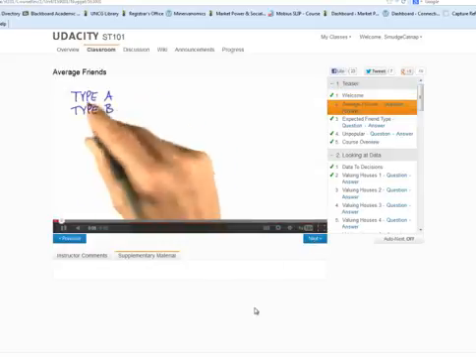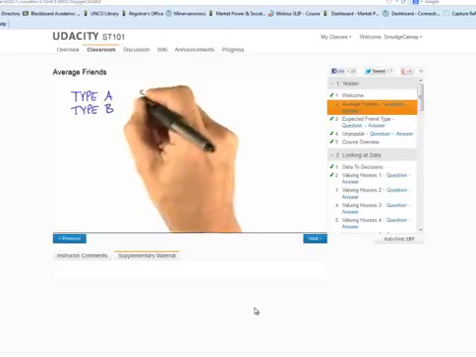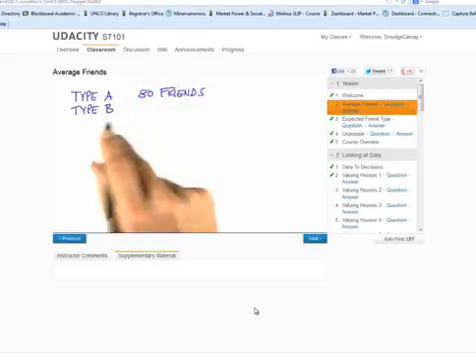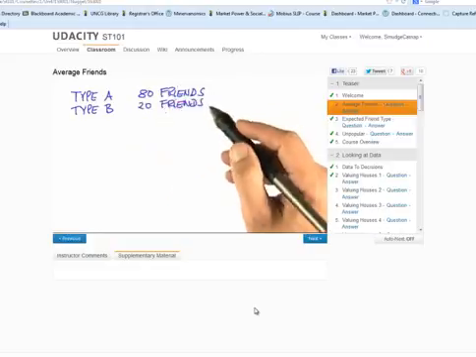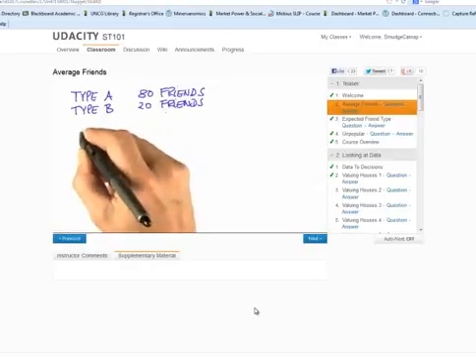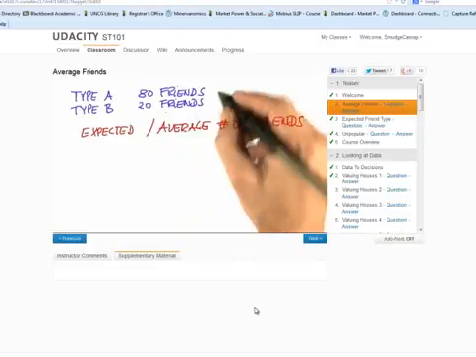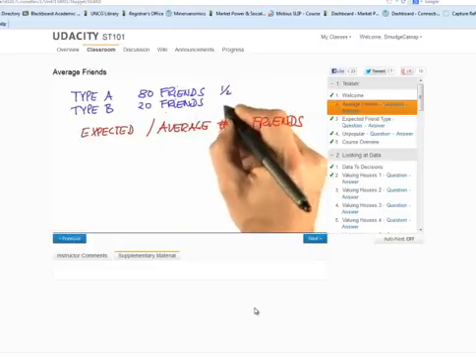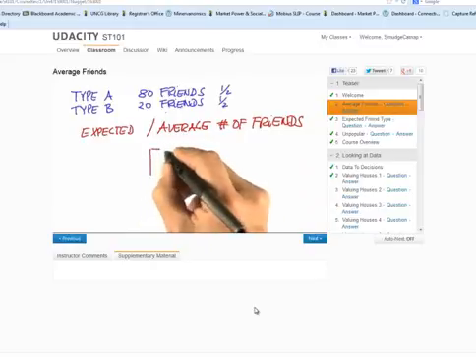Let's say there's two types of people for simplicity, type A and type B. Type A are the popular ones. They have 80 friends. And type B are less popular. They only have 20 friends. You might now say that I don't know which type you are, so I will compute your what's called the expected or average number of friends. And to do so, I assume that half of the people are of type A and half of the people are of type B. So here's your very first quiz in this class.